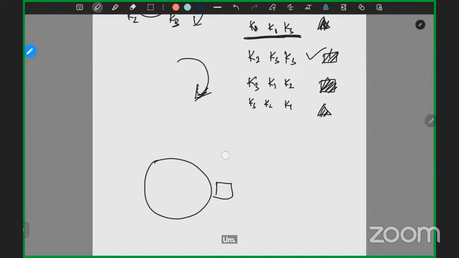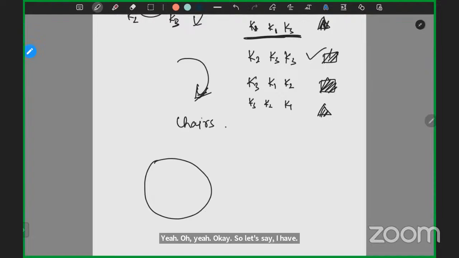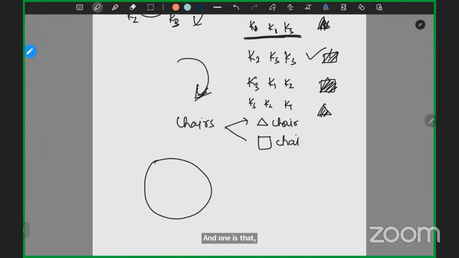So let's say I have chairs. Okay, chairs are there. So there are like 2 kinds of chairs I have. One is, say, a triangle chair. Okay, let me take a triangle chair. And one is, let's say, a square chair. Okay, I'll just use this diagram.